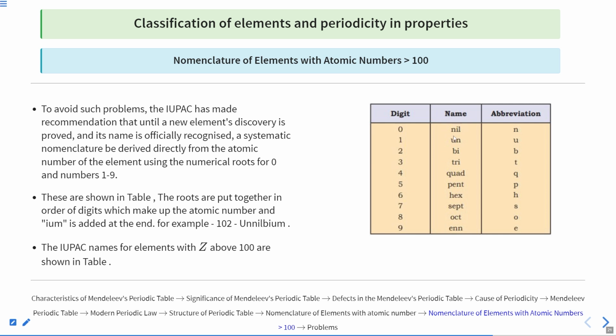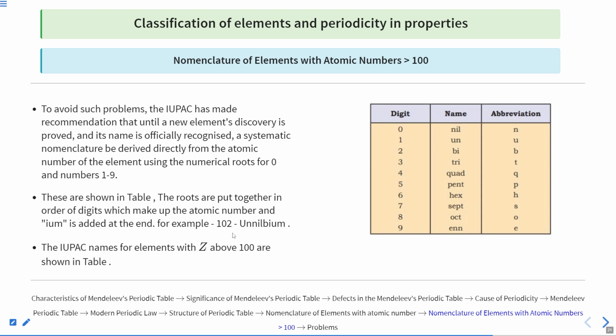So for 1, we have the root as un, so we'll write un first. Then we have 0. 0 has a root name of nil, so unnil. Then we have 2. 2 has a root name of bi, so unnil bi. Once we have written all the roots according to the numbers, we have arranged it. Now we will just write ium at the end. So that will give us the name unnilbium.